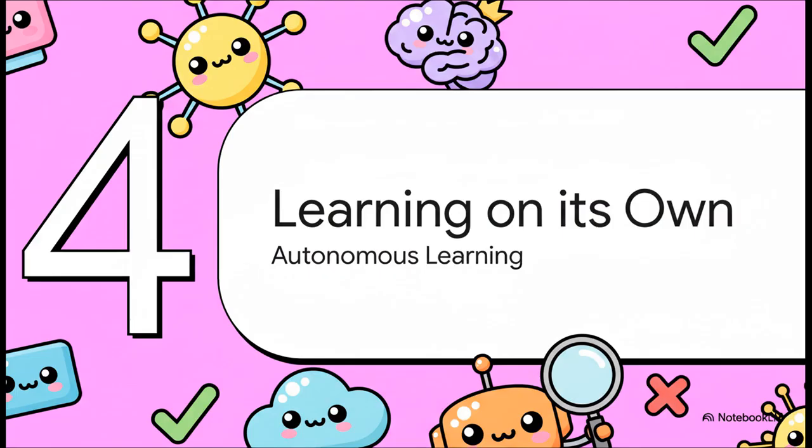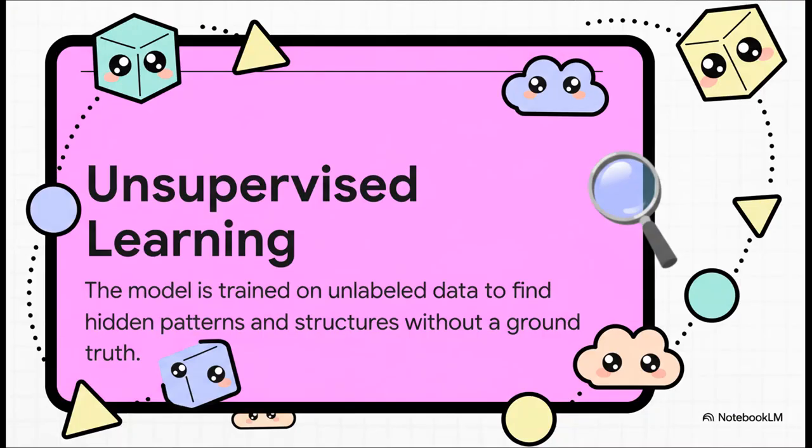Okay, that's all well and good when you have a perfect answer key. But what happens when you don't? What if all you have is a giant, messy, unlabeled pile of data and you just tell the AI, good luck, figure it out? Well, that brings us to autonomous learning. This is unsupervised learning. In this case, the AI gets a massive dump of data with zero labels, no instructions, no answers. Its job is to dive into that chaos and find the hidden structures all on its own.